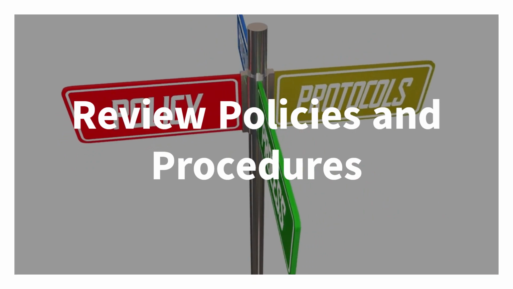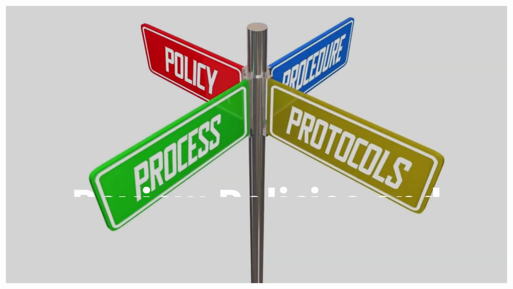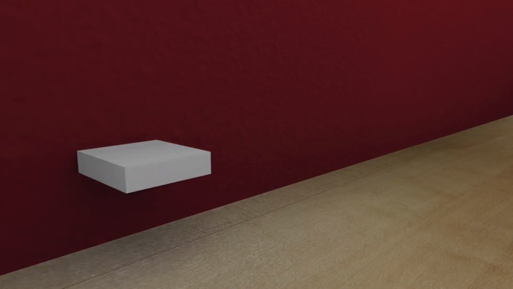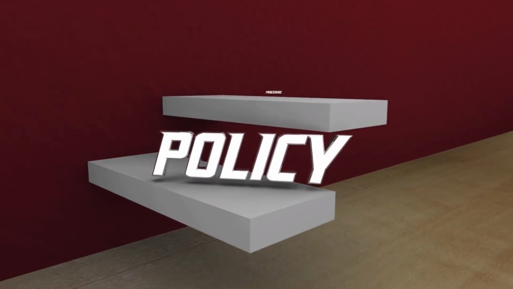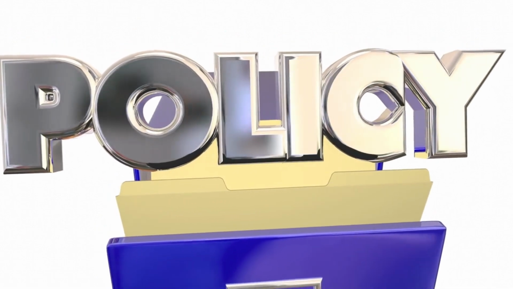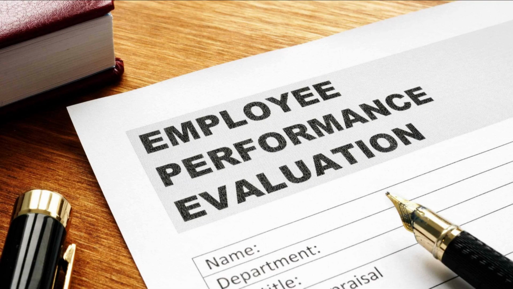6. Review policies and procedures. Review existing policies, procedures, and practices to identify any potential biases or barriers. Ensure that recruitment, promotion, performance evaluation, and decision-making processes are fair, transparent, and free from bias.